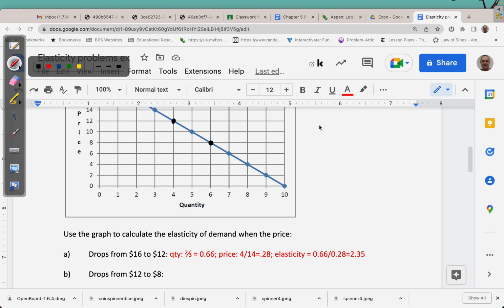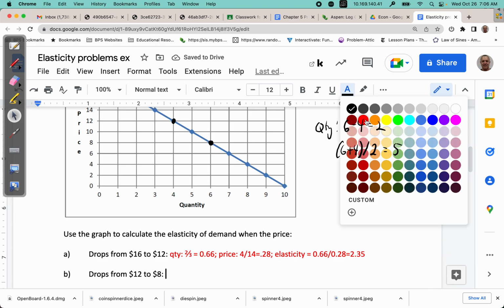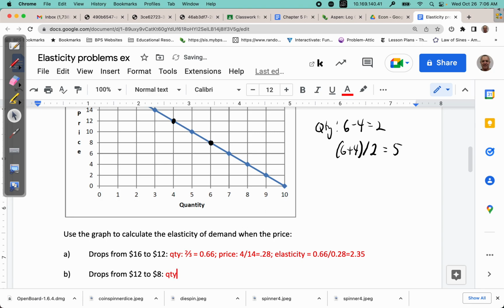All right, my quantity changes from 4 to 6. All right, 6 minus 4 is 2. The average of 6 and 4, 6 plus 4 divided by 2 is 5. So we're going to go down here and type quantity percent change is 2/5, which equals 0.4.